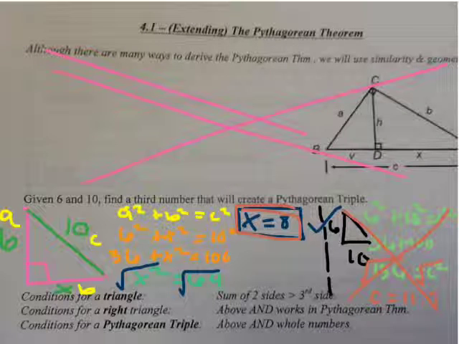And just remember that a Pythagorean triple is 3 sides of a right triangle, and all the numbers are whole numbers. You're allowed to have sides of a right triangle that aren't whole numbers. That just means it's not a Pythagorean triple. A Pythagorean triple is just a special type of right triangle.